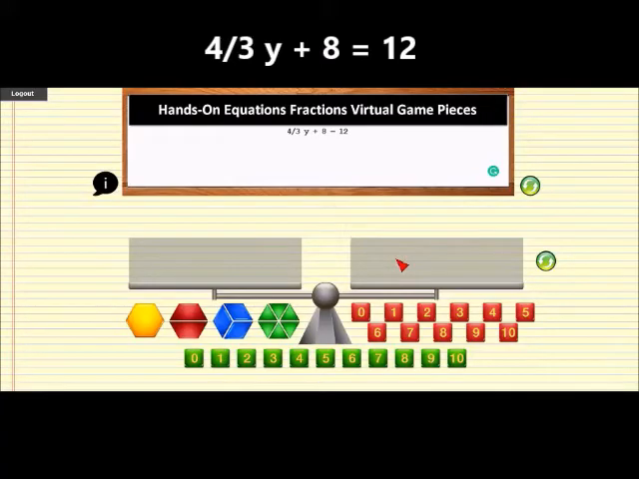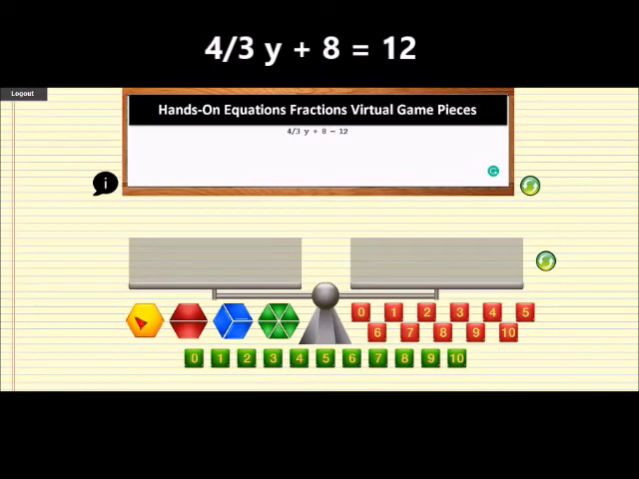Let's look at this example from Lesson 2 of Hands-on Equations Fractions, and we will be demonstrating the solution on the student portal. The problem says 4/3 of y plus 8 is equal to 12. Down here, we see the fraction blocks we will be using.